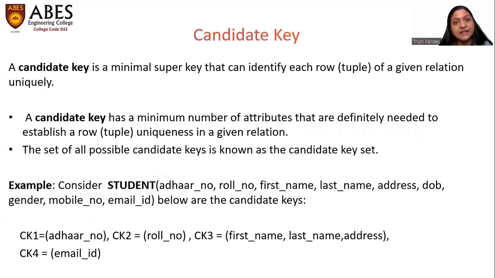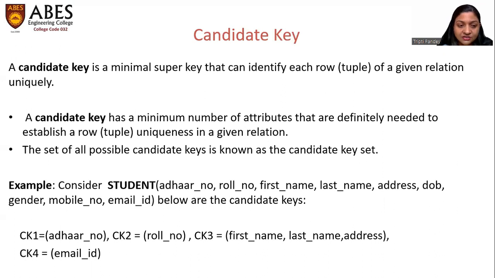Now, next is candidate key. A candidate key is a minimal super key that can identify each row or tuple of a given relation uniquely. And you can say that a candidate key must have the minimum number of attributes that are definitely needed to identify each row. The set of all possible candidate keys is known as the candidate key set.